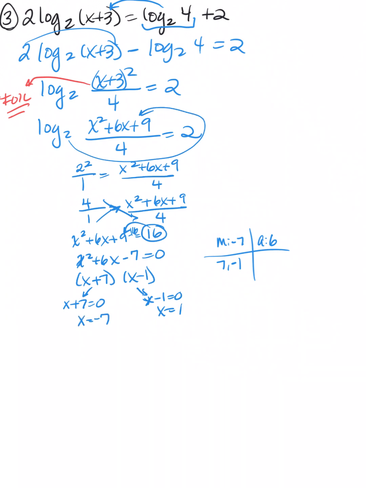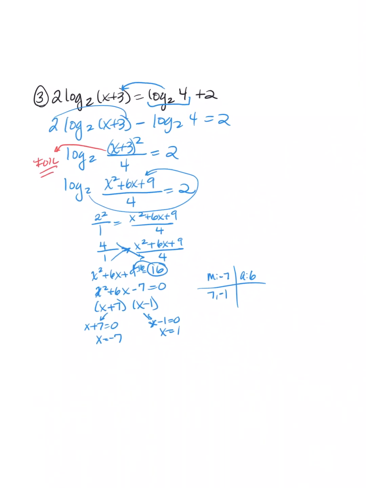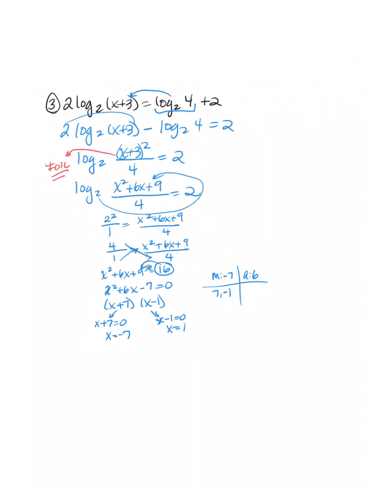All right, now let's go back and check. Let's look at our original equation. Will this work? All right, let's look at our answers. So x is negative 7. If we go back to the original equation, put in a negative 7 here, well, negative 7 plus 3 makes it negative 4. So I'm still taking the logarithm of a negative. That means that this answer is not good. So you need to make sure you mark it as extraneous, not a good solution.